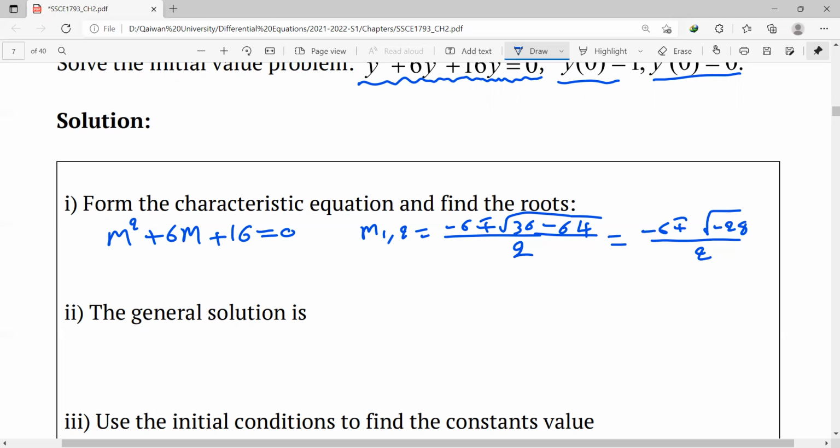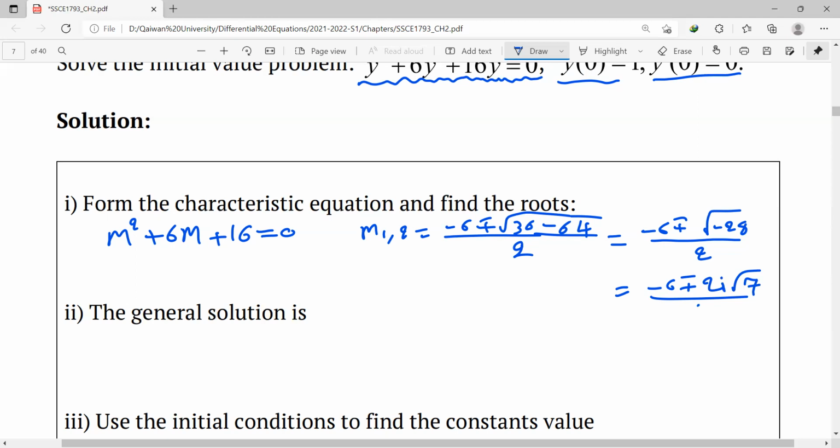So m1 and 2 equals minus 6 plus minus 2i square root of 7. Let me write it down here, it is better. This equals minus 6 plus minus 2i square root of 7. Here, 28 is 7 times 4. The square root of 4 is 2, and the negative sign becomes i.